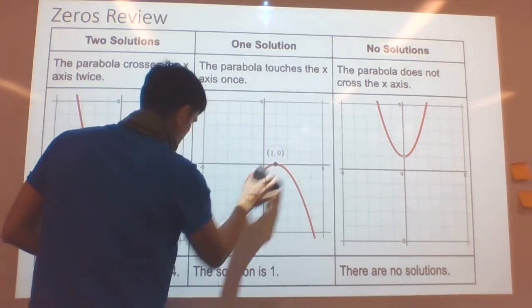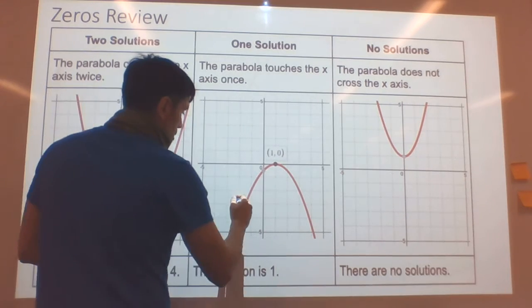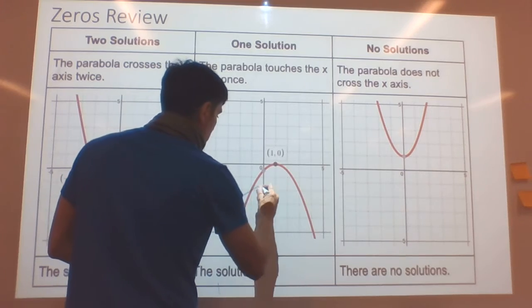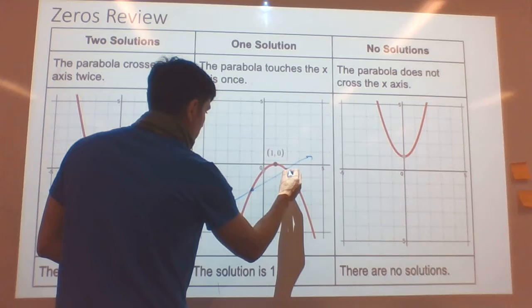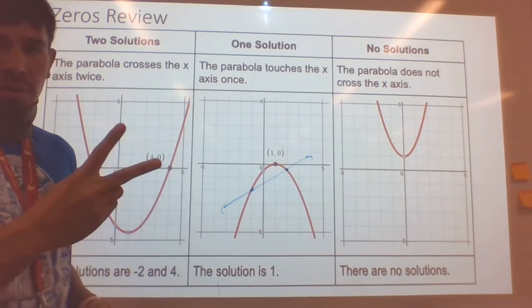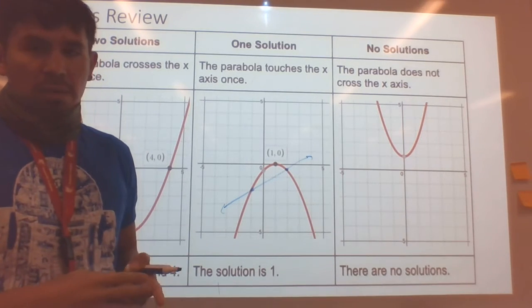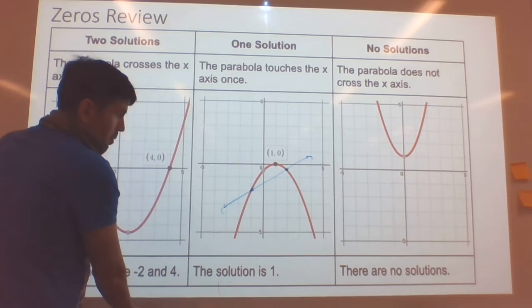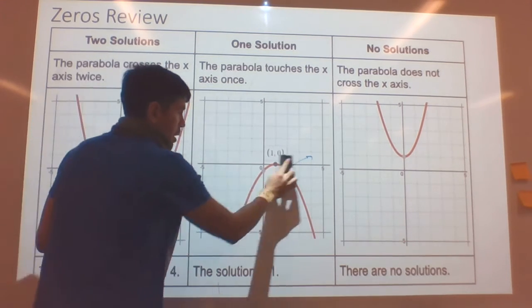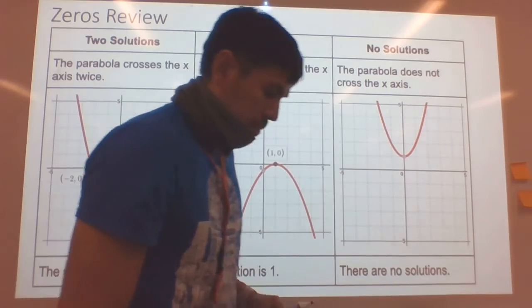If we have a line that goes all the way through, then there are two points of intersection. If there are two points of intersection, then guess what? We have two solutions. So be aware of that. We're going to be using this concept in this section as we move on.